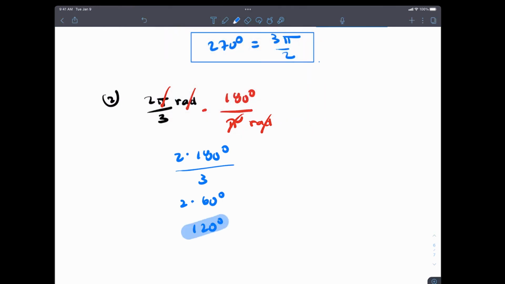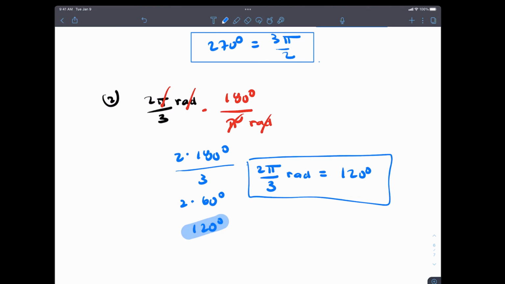Double check my arithmetic, ladies and gentlemen. My coffee hasn't kicked in. 2 pi over 3 radians is the same as 120 what? Degrees. Okay, you guys okay with that? We have some conversion here. What do you guys think? Not too bad? Conversion?